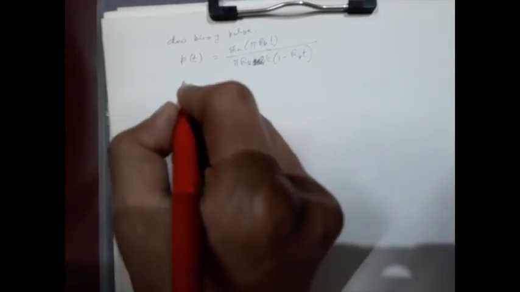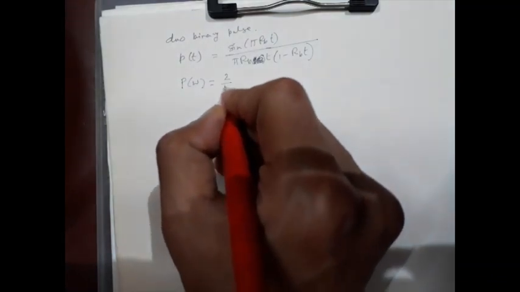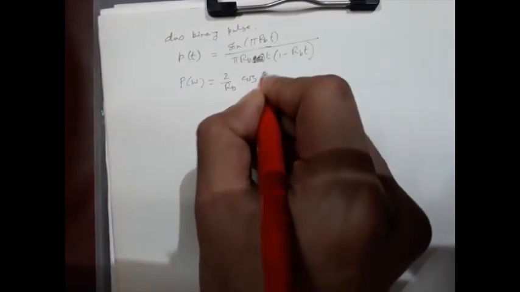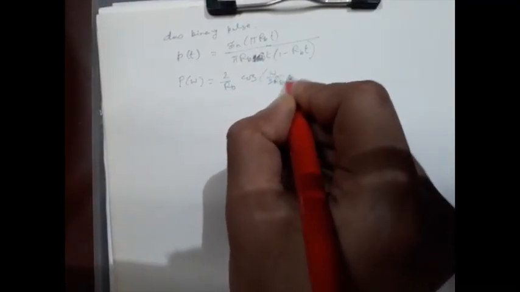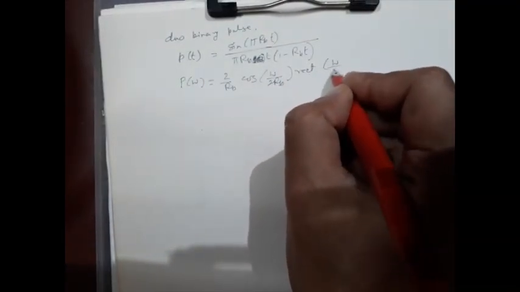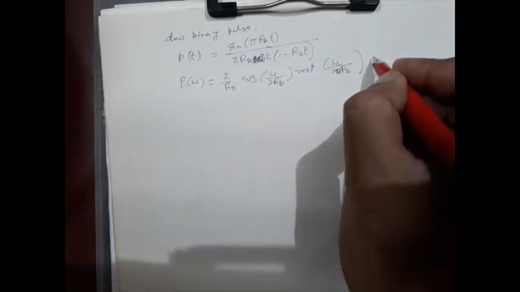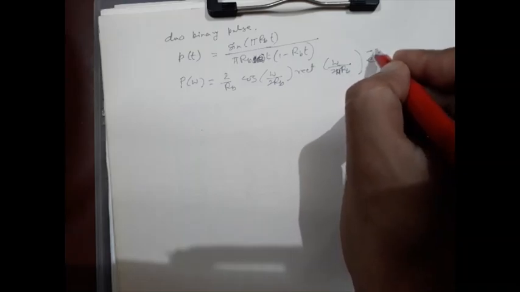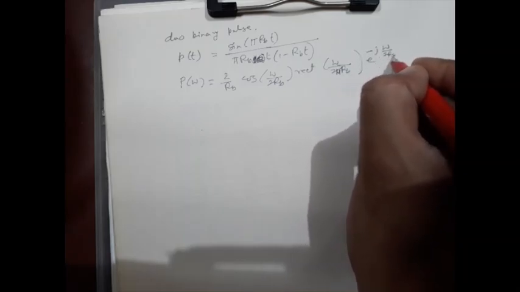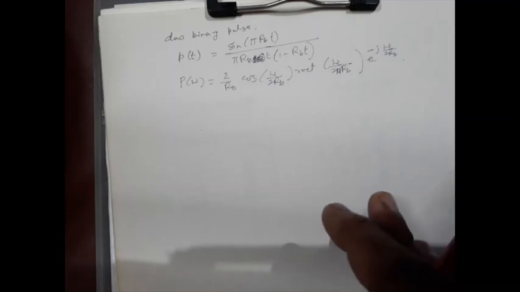and its Fourier transform will give us P(omega) equal to 2 by RB cos(omega by twice RB) times the rectangular function of omega by 2 pi RB, times exponential of minus j omega by twice RB. So this pulse transmits binary data at a rate of RB bits per second and has a theoretical minimum bandwidth of RB by 2 Hz.